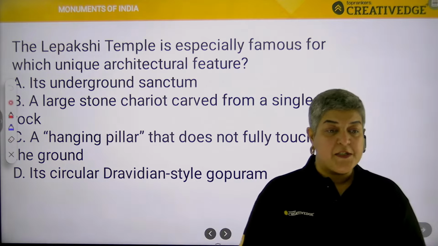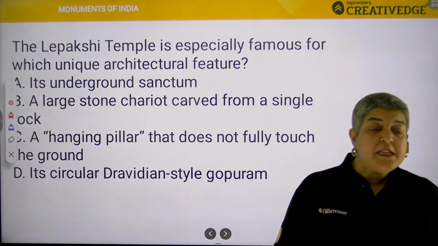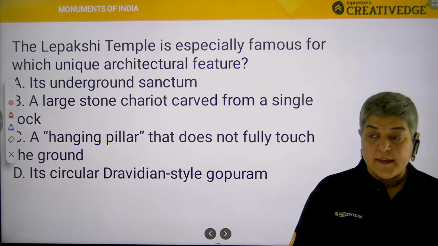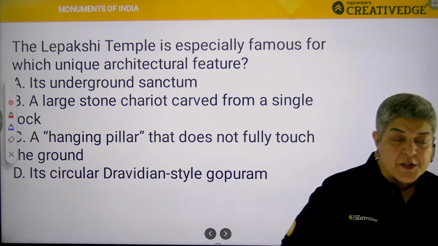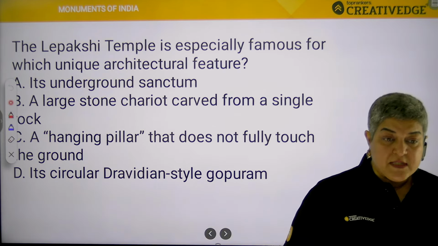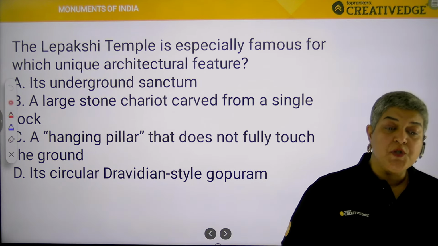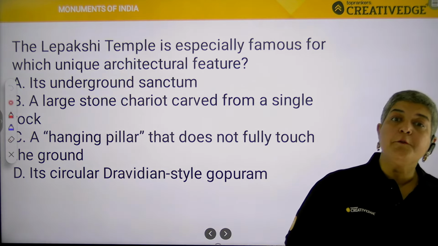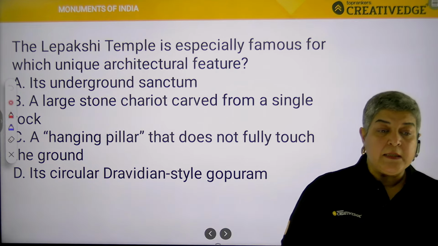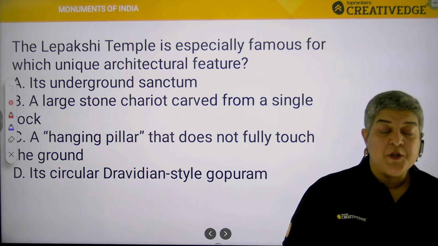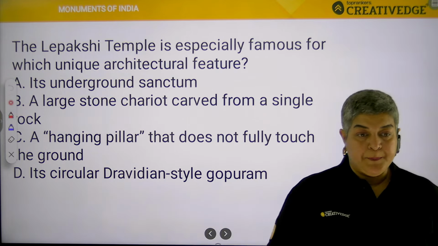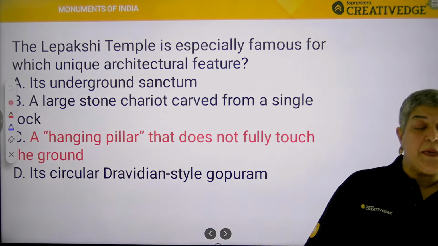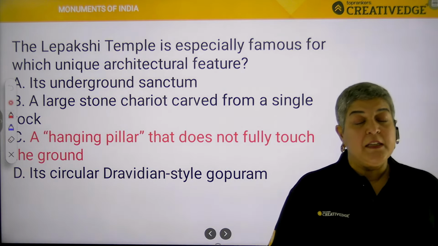The next question that you can see is the Lipakshi temple is especially famous for which unique architectural feature? Is it its underground sanctum, a large stone chariot carved from a single rock, the hanging pillar that does not fully touch the ground, the circular Dravidian style Gopuram? So the correct answer to this is the hanging pillar that does not fully touch the ground.